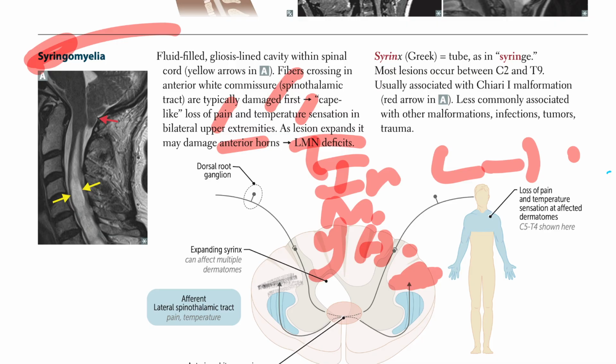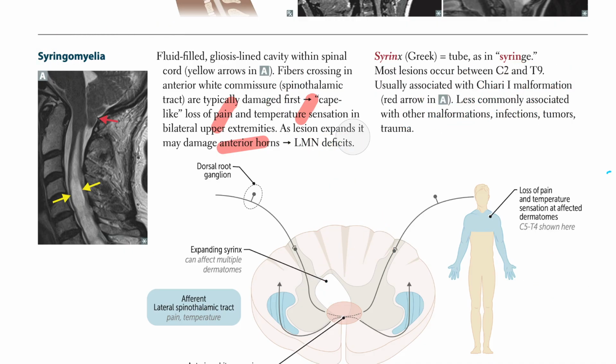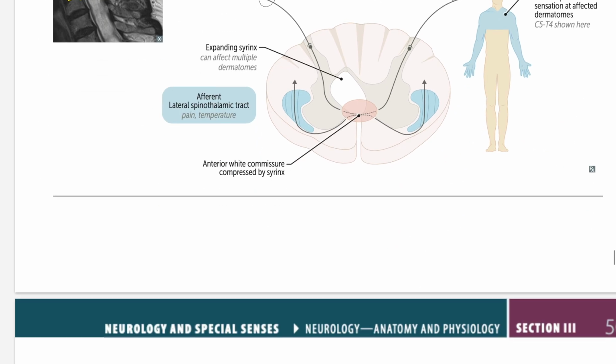And it is not associated with multiple sclerosis, and it is associated with Chiari 1, most common in C2 to T9. More than that, most common is going to be your C8 to T1. But other than that, you can also have anything which can cause it. But Chiari 1 is the one to go for. And that is all we have for Syringomyelia. Let's move on to the next.